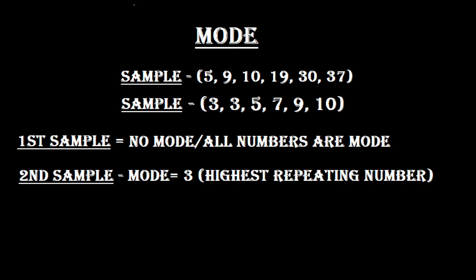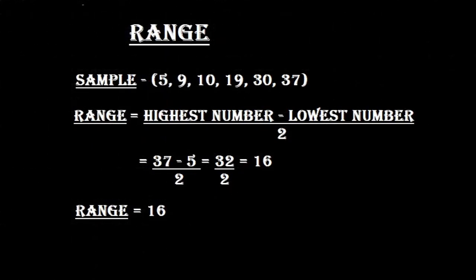Now, let's understand one more statistical tool as a bonus. Let's talk about range of a sample of data. Consider a sample of 6 numbers. So, the range of the sample is given by the difference between the highest number and the lowest number of the sample. And the result of the difference is then divided by 2. In this case, it is 37 minus 5, divided by 2, which gives 16 as the answer. Therefore, the range of this given sample of data is 16.